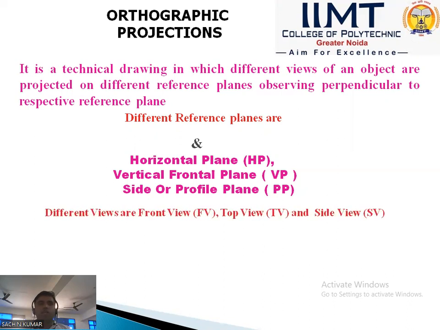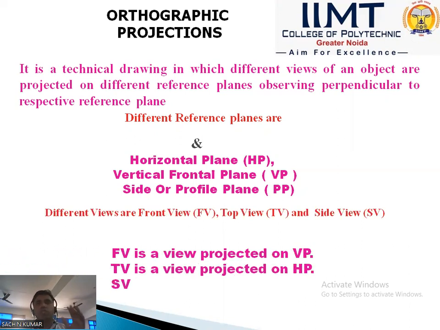After that, the different views used in orthographic projection are the front view, top view, and side view. What is the front view? The front view is the view projected on the vertical plane, the top view is projected on the horizontal plane, and the side view is projected on the profile plane.